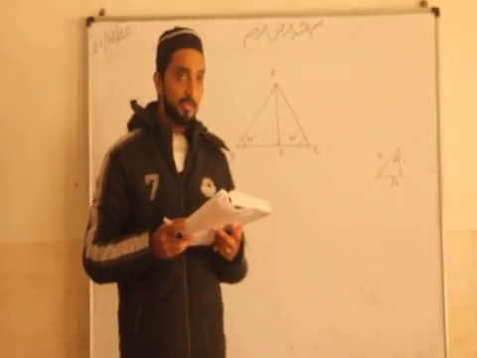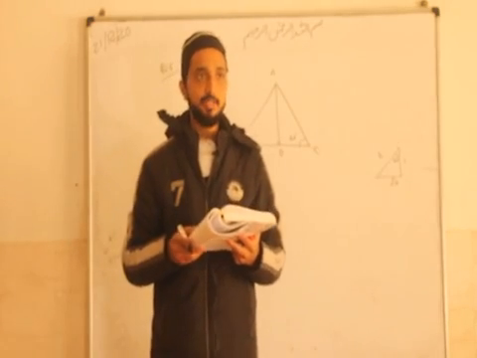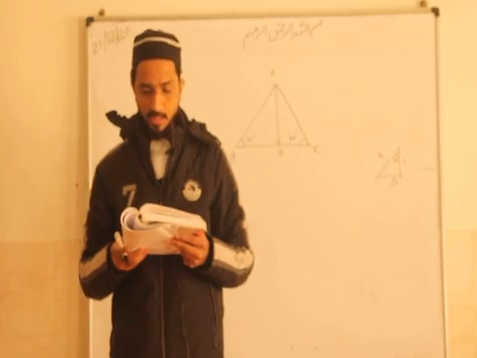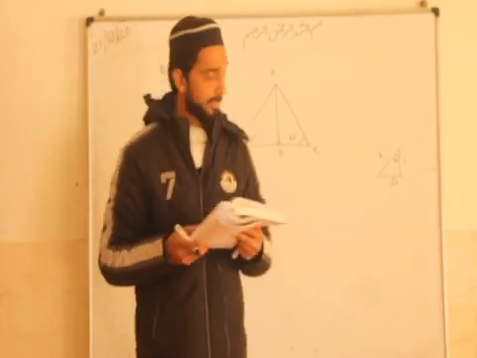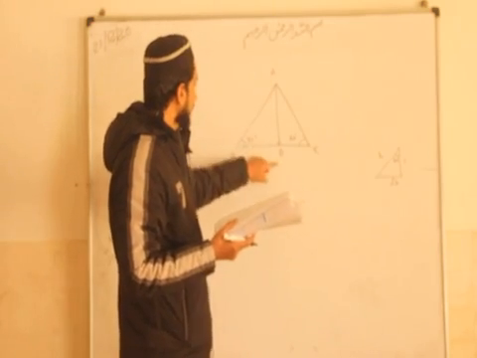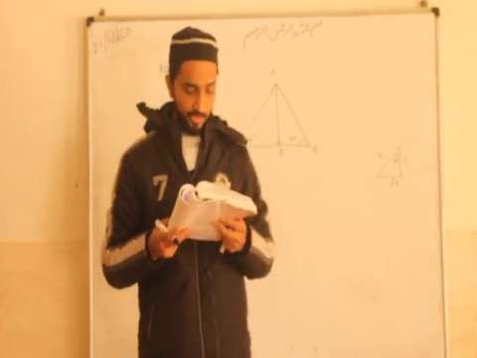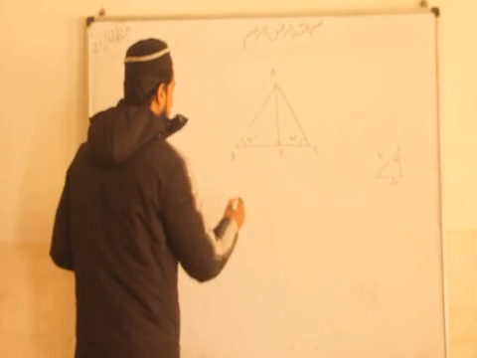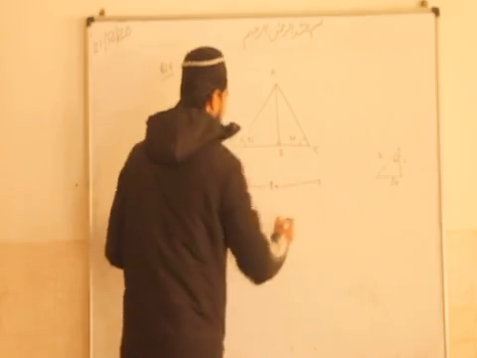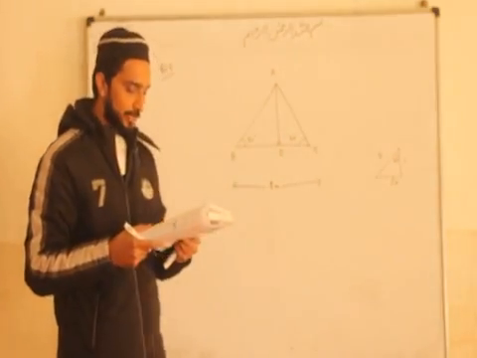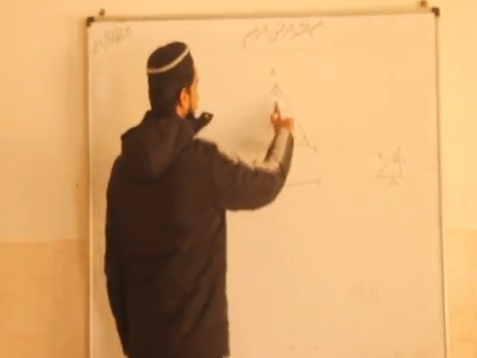In the adjoining figure, ABC is a triangle in which B equals 45 degree and C equals 60 degree. As shown in the figure, AD is perpendicular to BC, and BC is equal to 8 meter. The length of this whole BC is 8 meter. Find the length of the altitude AD. So here we have to find this AD.